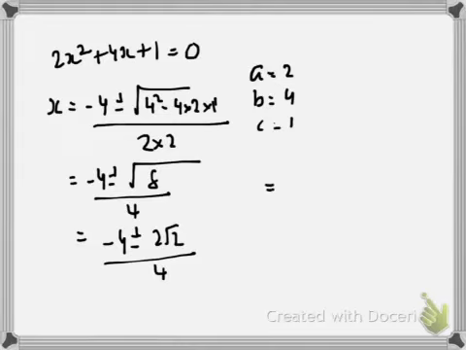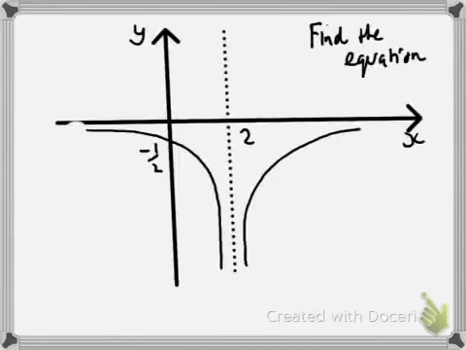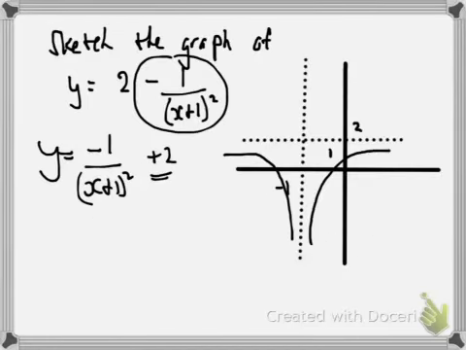And that's going to equal negative 2 plus or minus the square root of 2 over 2. So we've got two answers there. If we work it out in the calculator, we get negative 1.7 and negative 0.3. So they are the two x-intercepts. So I go back to the graph, and we've got negative 1.7 over here, and the point there is negative 0.3.